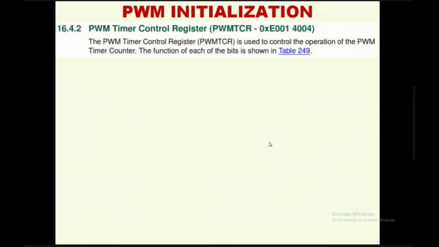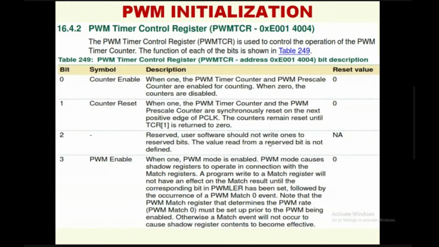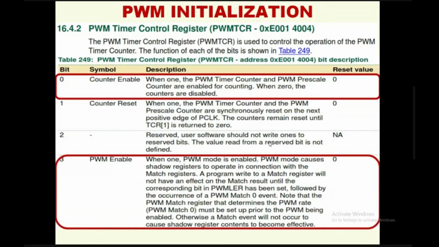And finally, the PWM timer control register. There is another register which is used to control the operation of the PWM counter. You have to enable the count as well as enable the PWM, so it is 1, 0, 0, 1. The 0th bit has to be 1 and the third bit has to be 1. When you enable the third bit as 1, PWM mode is enabled. PWM mode causes shadow registers to operate in connection with the match register. A program write to a match register will not have an effect on the match result until the corresponding bit in the PWM latch enable register has been set. There is a latch enable register that I will tell you about soon.